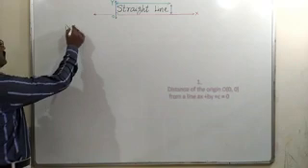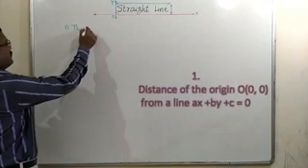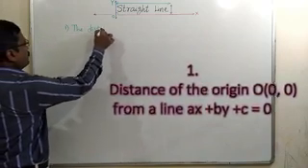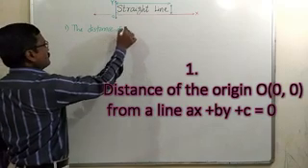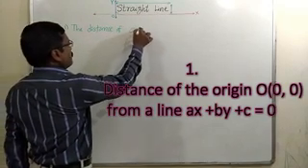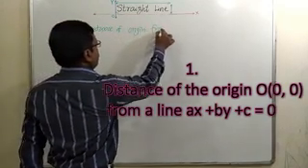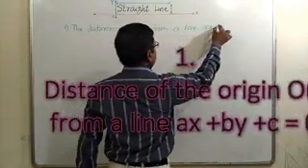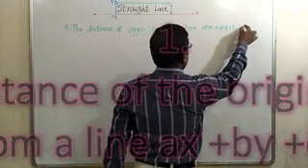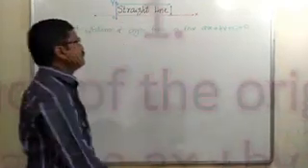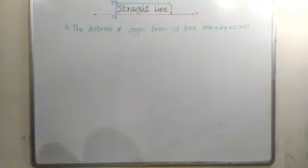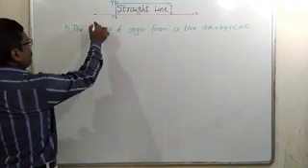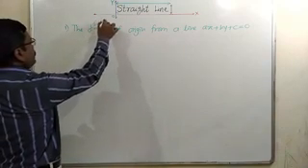First, the distance of origin from a line ax plus by plus c equal to 0. That is, this distance is nothing but perpendicular distance.